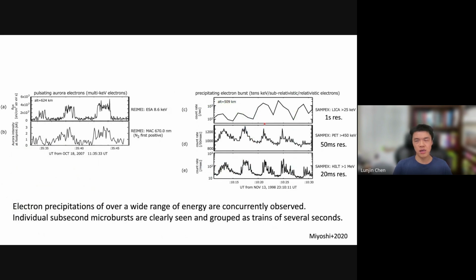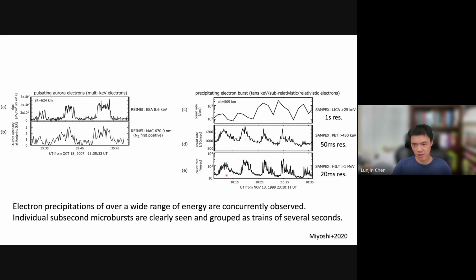And then, as I mentioned, electron microbursts cover a wide range of energy. I already showed you an example of the above-MeV electron flux from the SAMPEX observation. SAMPEX also carries particle detectors at low energy, like greater than 400 keV and greater than 25 keV. If you look at the same time, over this 15 minutes, you can clearly see the enhancement occur throughout all those energy ranges.